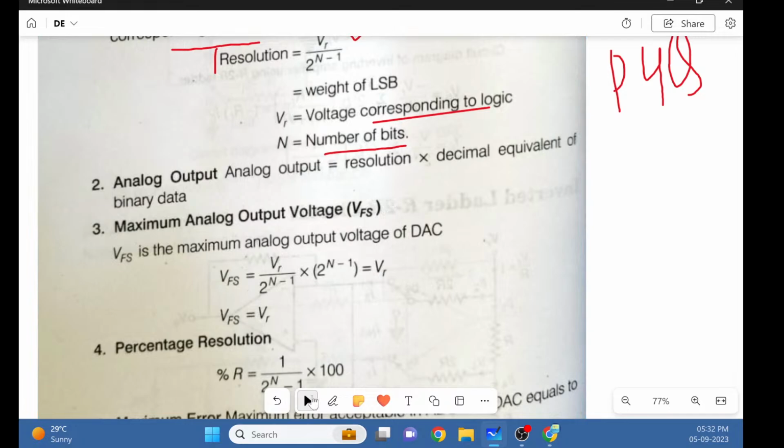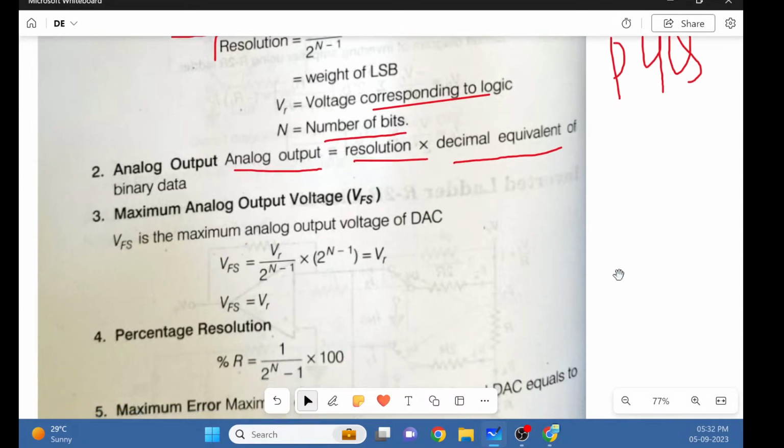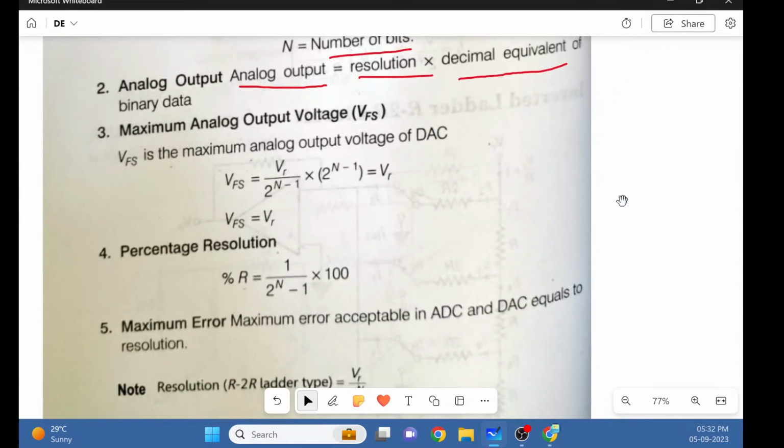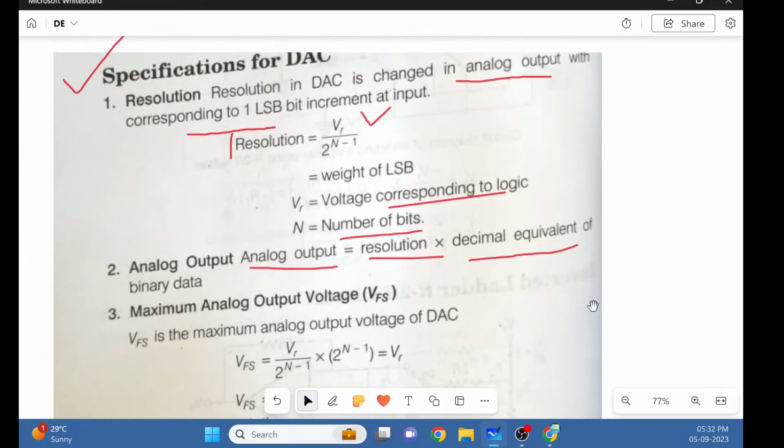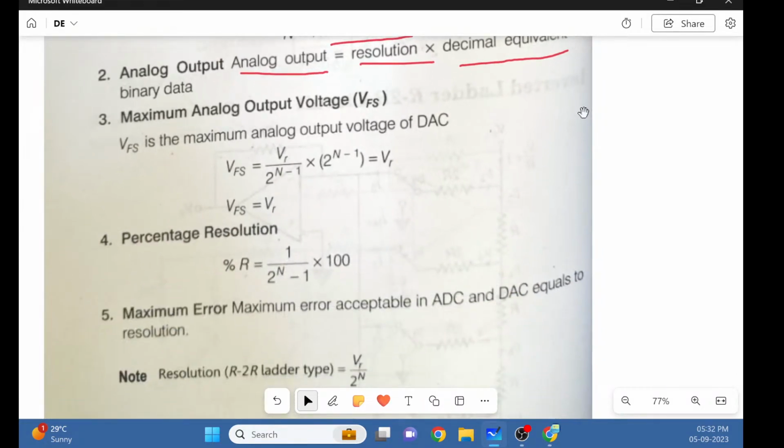Now let's move on to the next. This is the analog output. So the value of analog output is the resolution times the decimal equivalent of the binary data. Next is the maximum analog voltage output, also given as VFS, full scale voltage. It is the maximum analog output of a DAC. The formula is VR divided by 2 raised to n minus 1, times 2 raised to n minus 1, which is equal to VR. VR is the voltage corresponding to the logic.